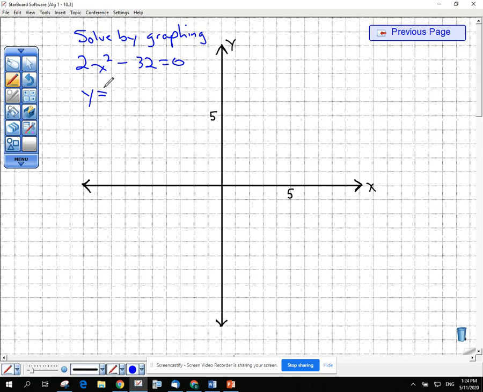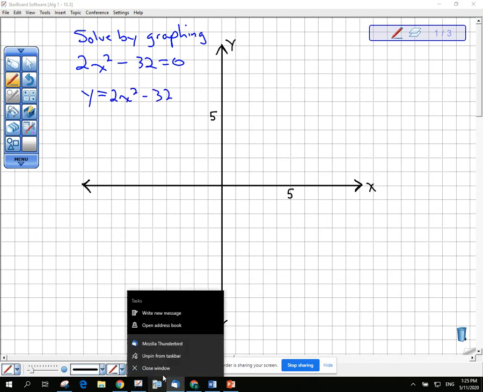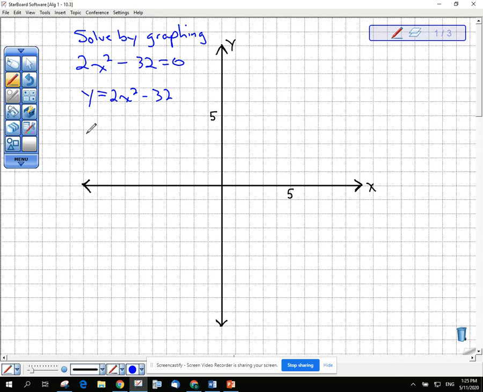Okay? Let's practice another example like that. And we're asking to solve by graphing. We're being asked to solve by graphing 2x squared minus 32 equals 0. And what I will first do is go y equals 2x squared minus 32. And then I'll make a quick t-chart and a quick negative b over 2 calculation.